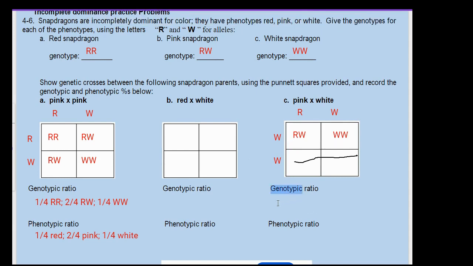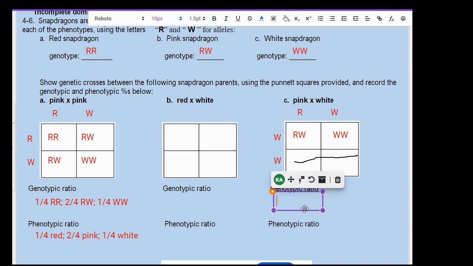Genotypic ratio. Now we only have two boxes. I see top left is RW. One out of two will have the genotype of RW. And top right is WW. One out of two, one half or 50%, will be WW. Phenotypic ratio. What do these flowers look like? The RW, half the flowers will be pink, and the other one half or 50% will be white.